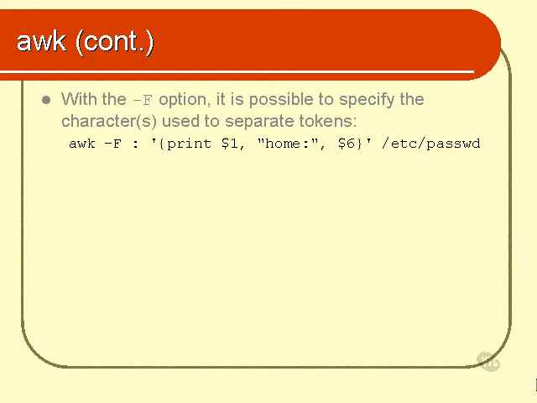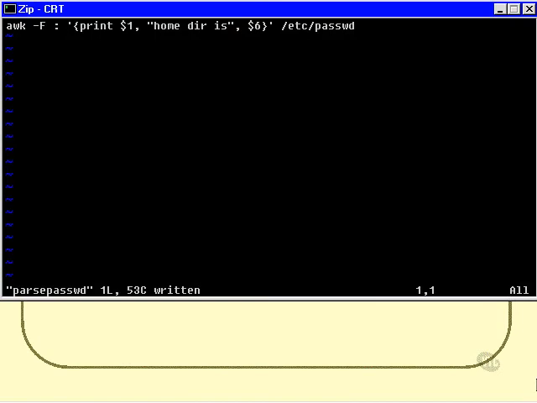So once it's broken up that way, we can obviously print out $1, which would be the username, and then a space, and then "home", and then $6, which, as I recall, is the user's home directory. So let's have a look at that working in action. Here is a little file that I will actually put on the CD for you called parse password, which parses the password file in /etc, and it's a shell script, so let's run it.